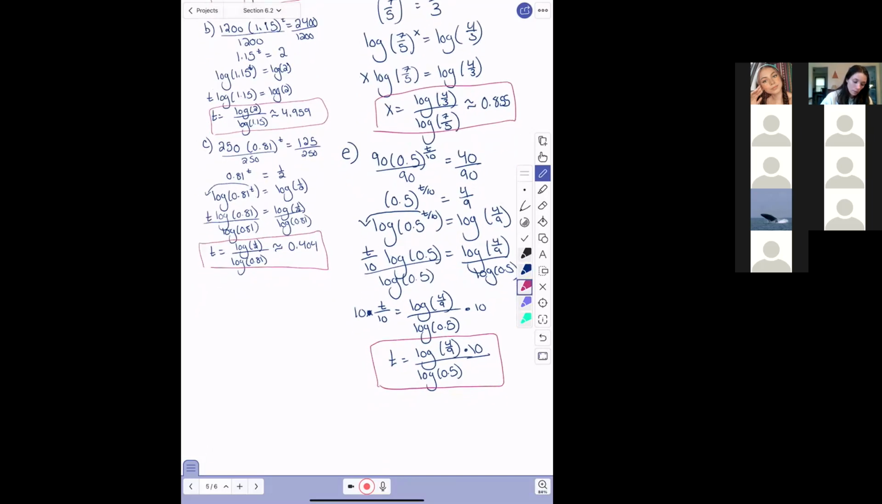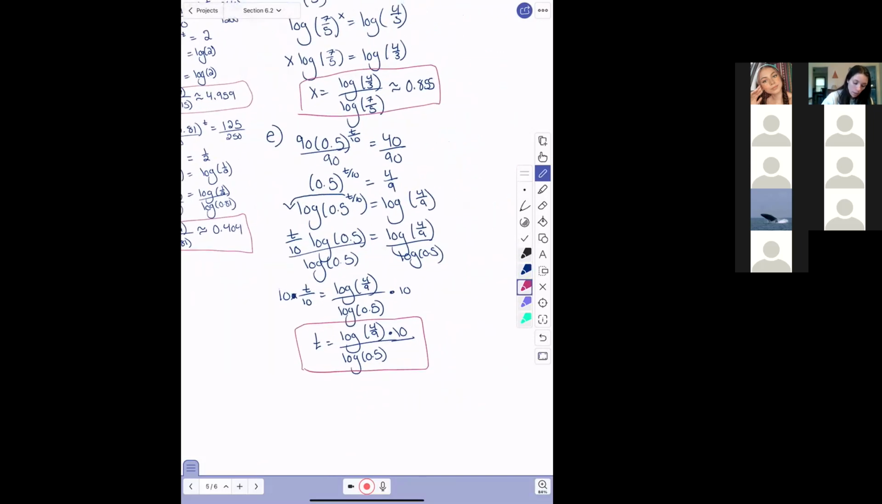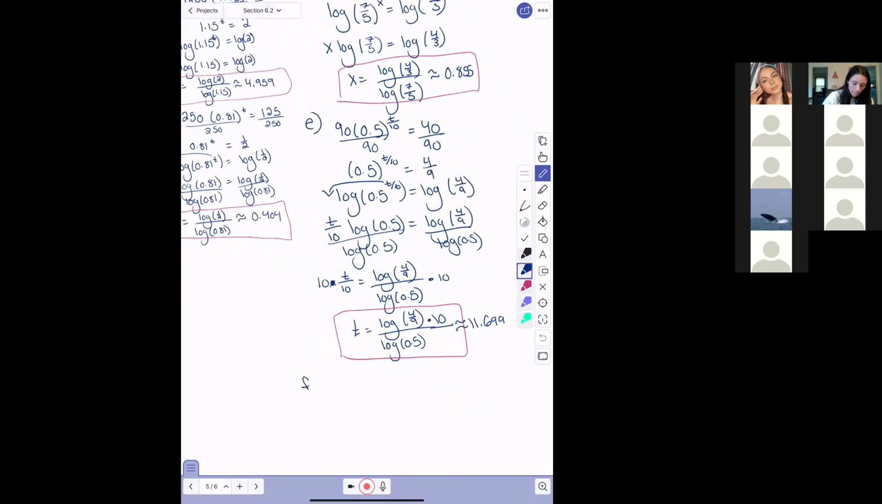And then lastly, problem F. Oh, sorry. Problem E is about equal to 11.699. Lastly, problem F is 490 times e to the power of negative 0.098 times t equals 100. Okay, remember this is our continuous, it's another exponential function, but we have our continuous growth rate happening, and the continuous growth rate is in the exponent, being multiplied by t.